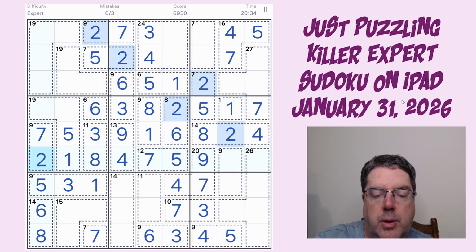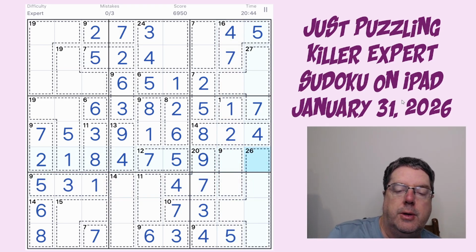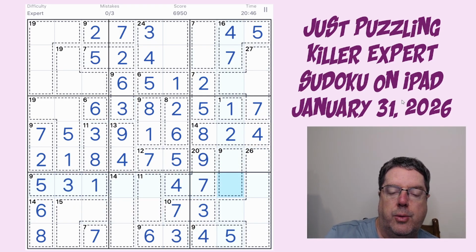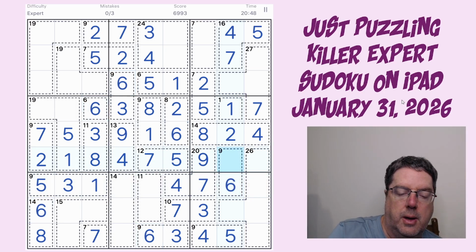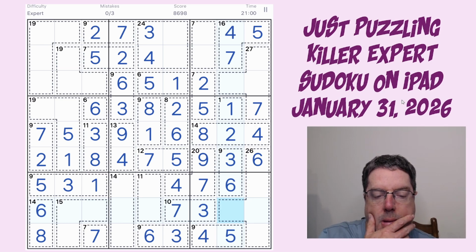1, 2, 3 and 6. 4, 5, 6. So this is 6 and 3. That's interesting. So 6 and 3 here, 6 and 3 here. Well, a 3 can't be there, so that's got to be a 6, 3, 6. 1, 2, 3, 4, 5, 6, 7, 8 and 9. So 9 and 2 are there, but I don't know any more than that.